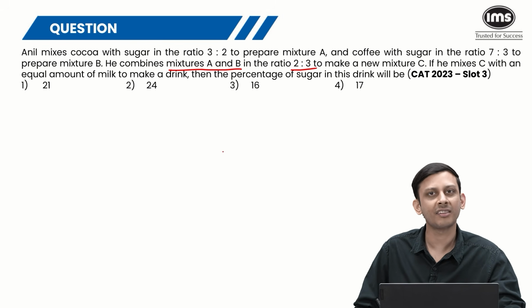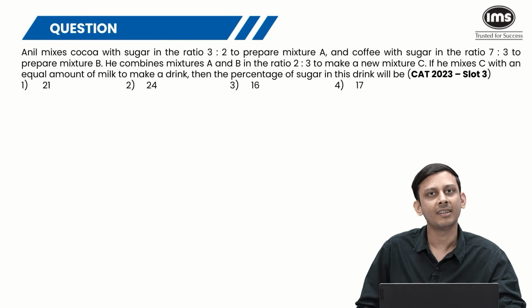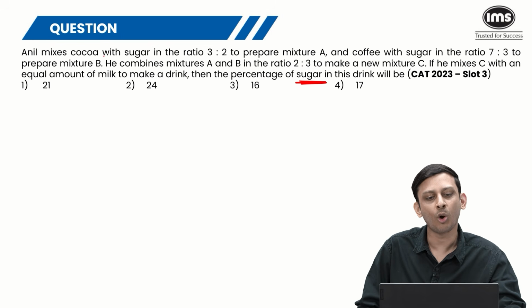Now I'll show you two methods for this. Both of them will be fairly easy because the question itself is not very difficult as long as you have some experience with this. But the first method will involve fractions. And in the second method, we'll see how we can avoid fractions completely. So in the first method, we will have to focus on the fact that we need the percentage of sugar finally, not cocoa, not coffee, sugar.